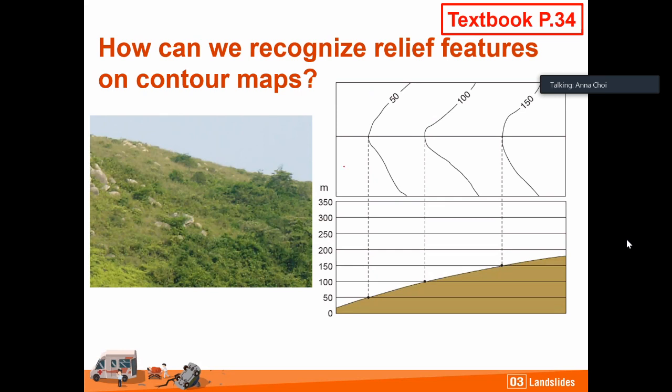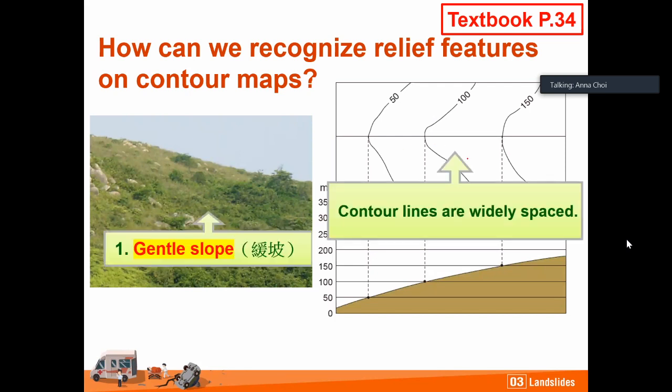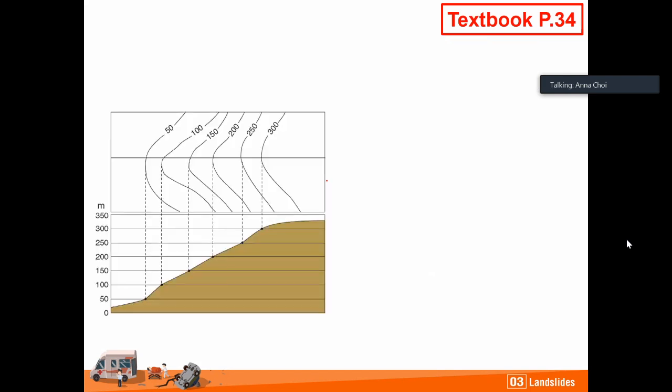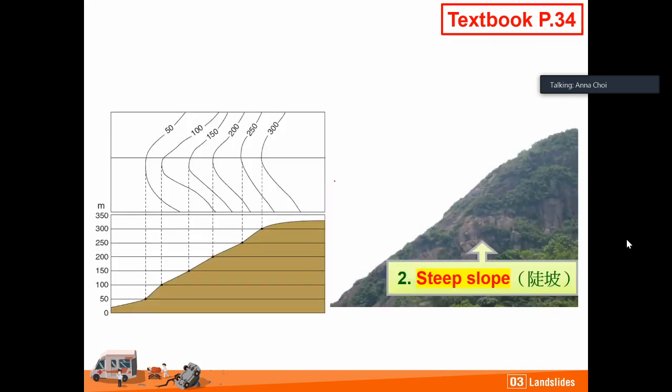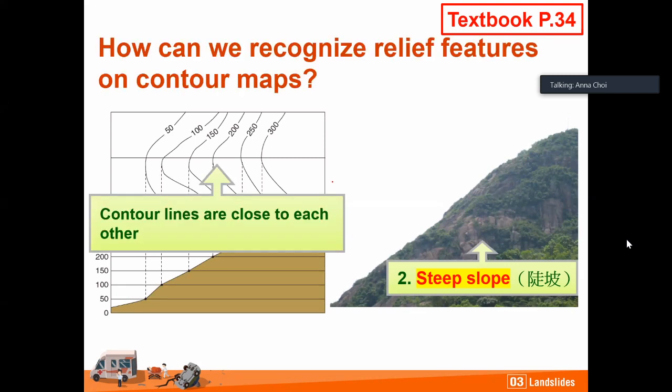So here you can see the first two, gentle and steep slope. They are relative concepts only. If over the slope the contour lines are wider apart from each other, then we call this the gentle slope. So this is a relative concept. At least you should know how to distinguish the gentle and steep slope. If they are closer to each other, that will be the steep slope. I guess it is not difficult to identify these two.